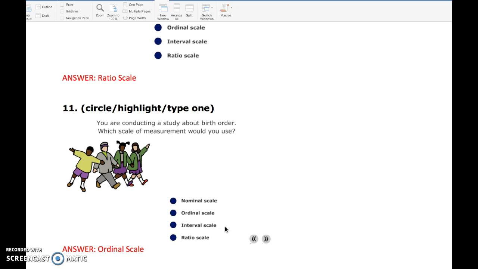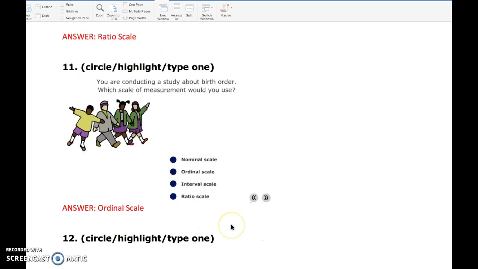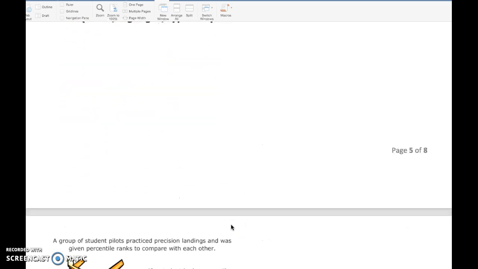Okay, so we can rank order it, gives us a little more information than just a category. We know who's older and younger, but we can't do much more than that. So it's an ordinal scale variable.